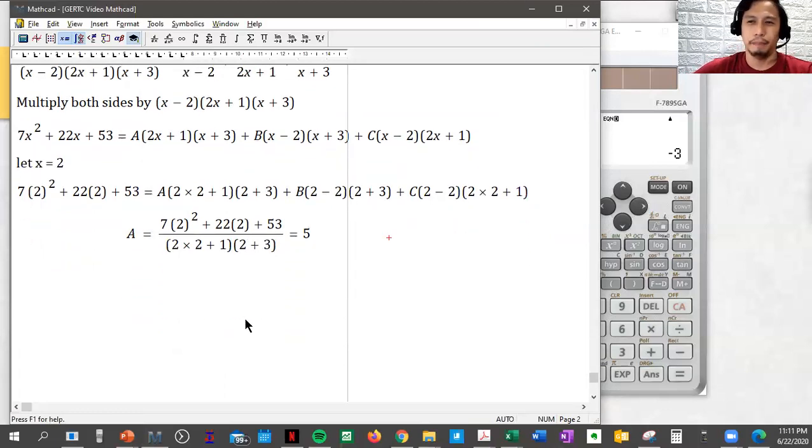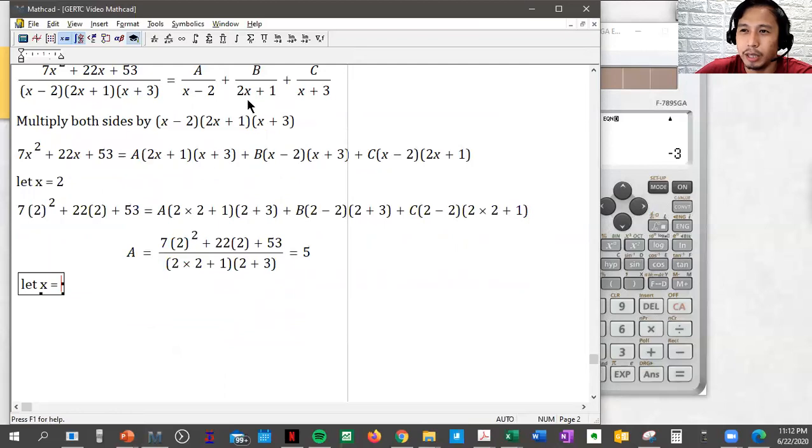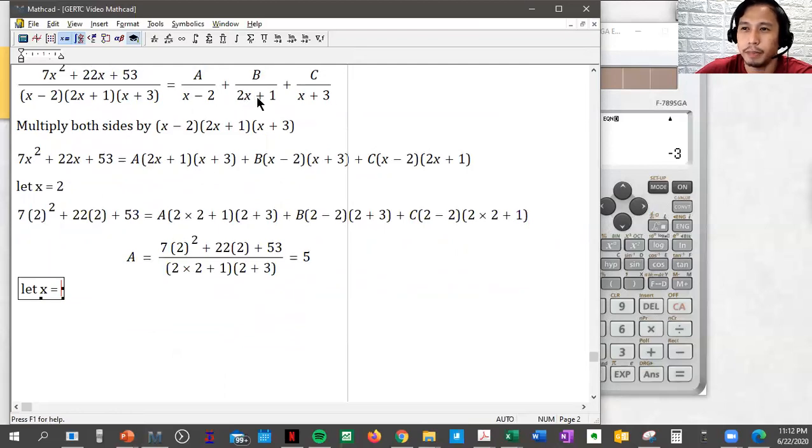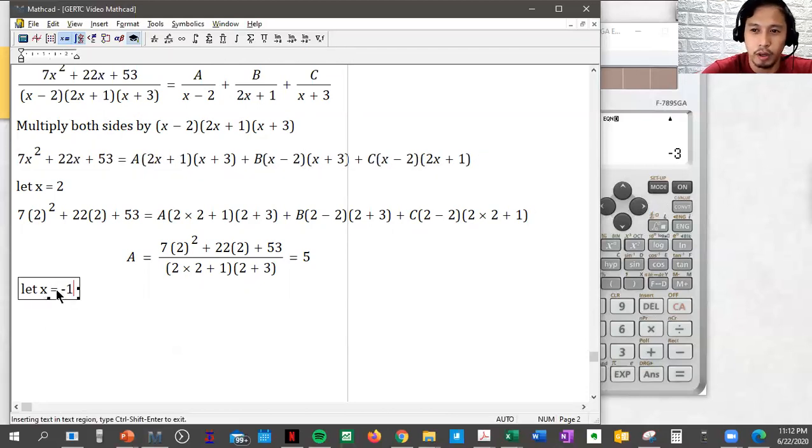Now try naman tayo sa B. Now to solve for B, dapat the value of x must make these terms 0. And ano yung common nila? Tingnan natin yung denominator ng B. 2x plus 1 yung denominator. So, x is equal to negative 1 half. Di ba? Making x equal to negative 1 half, that will make this binomial 0. Ito din, or this term 0. So, let x be equal to negative 1 half.